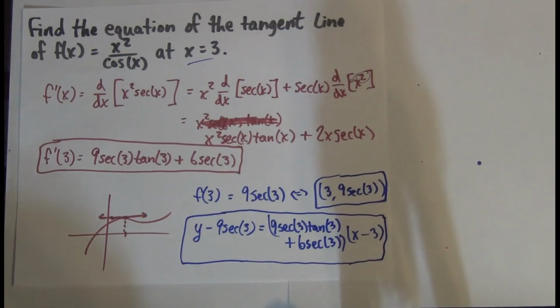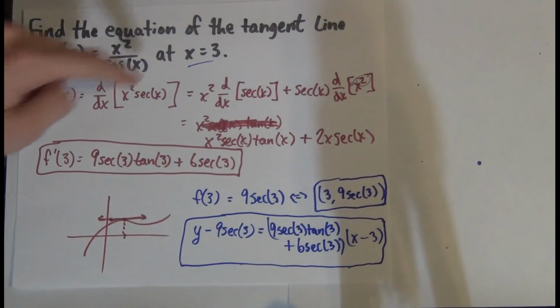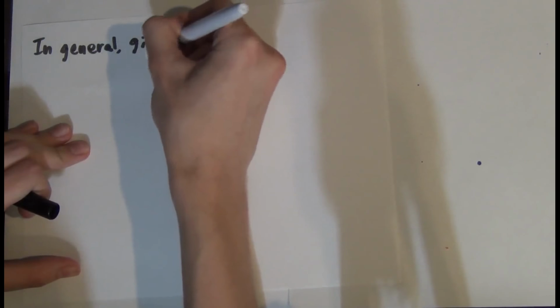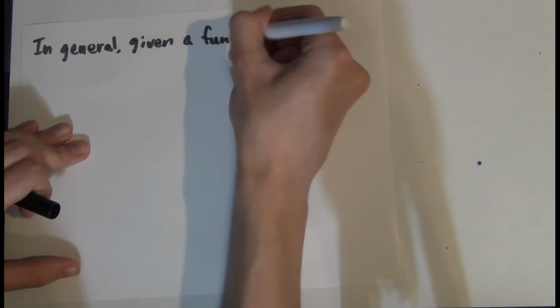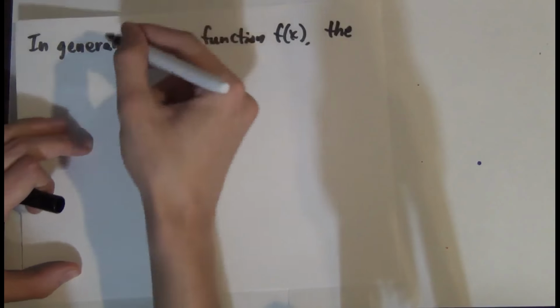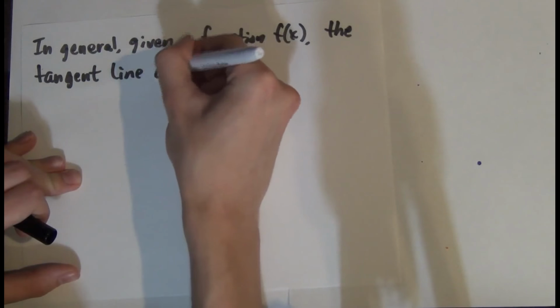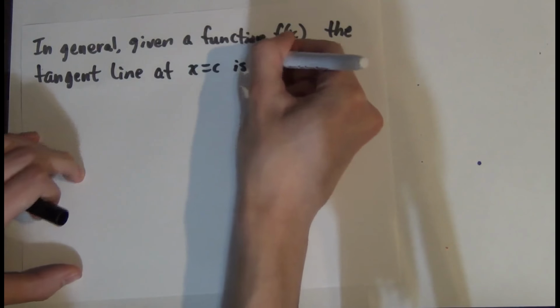So if I wanted to generalize what I just did, and find the equation of any tangent line given some x equals c value, let's go ahead and talk about that. I want to compare what we did in pre-calculus to what we're doing right now in calculus. So I want to speak in general. Given a function f of x, the tangent line at some point x equals c is given by the following.